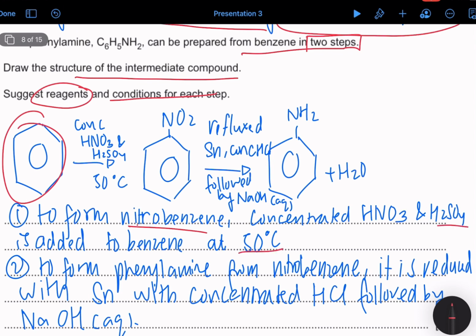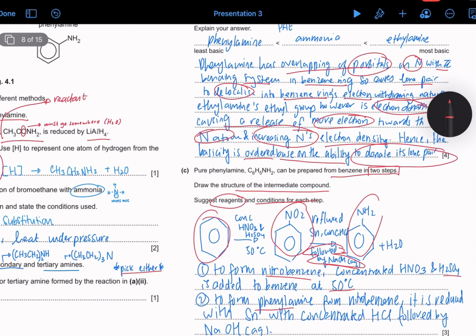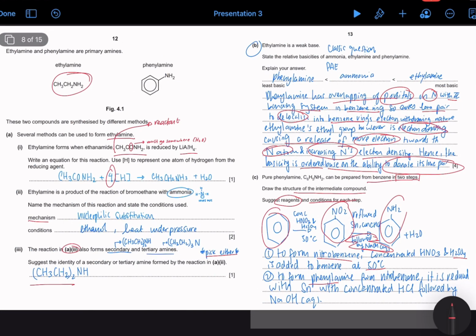And once you obtain your nitrobenzene, you want to obtain your phenylamine. So what do you do? You reflux it, right? Reflux with tin, or Sn, with concentrated HCl, followed by NaOH. This part is mentioned in the syllabus, so don't forget to mention that. Alright, it is reduced with tin with concentrated HCl and then followed by NaOH, which is your alkali.